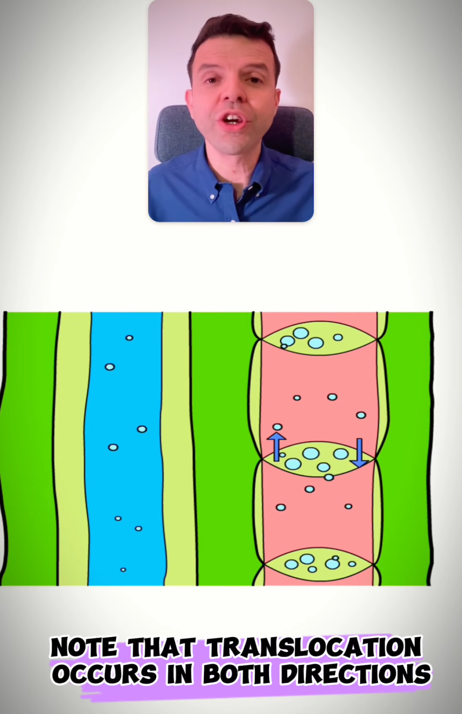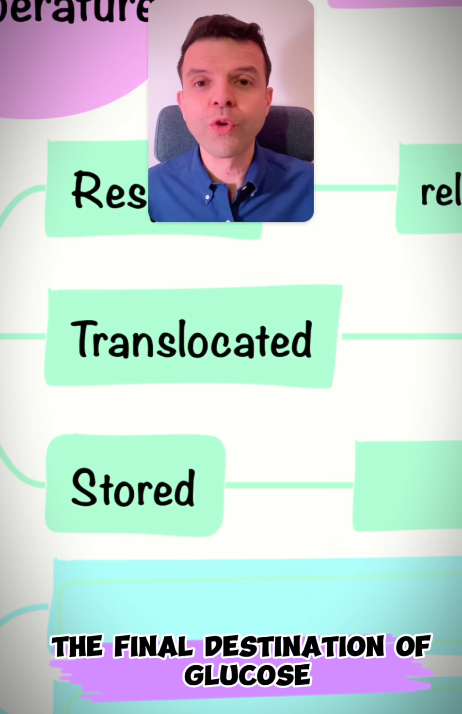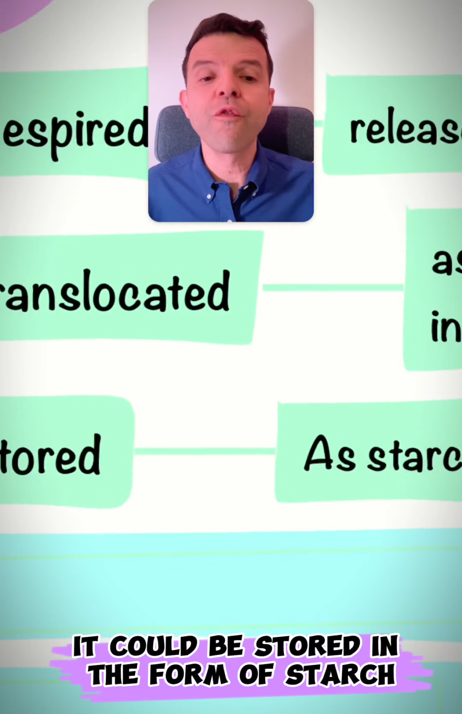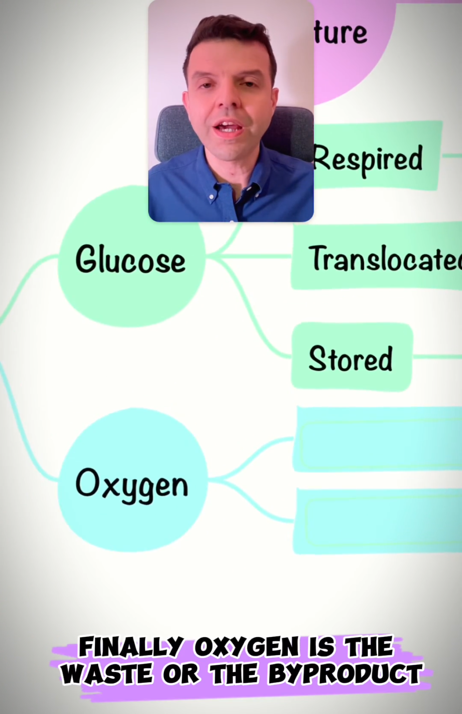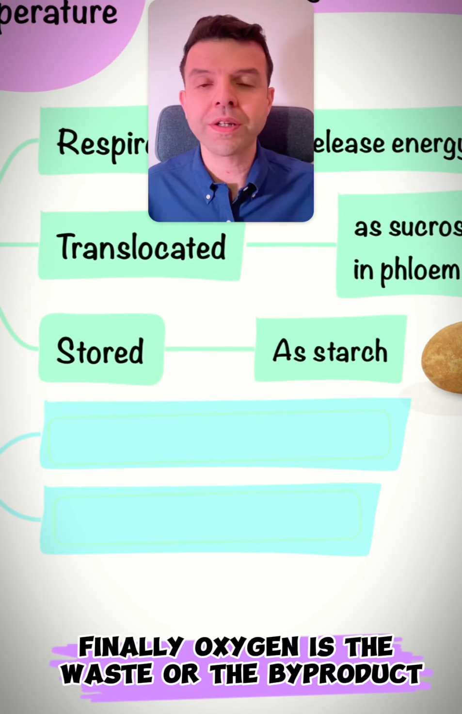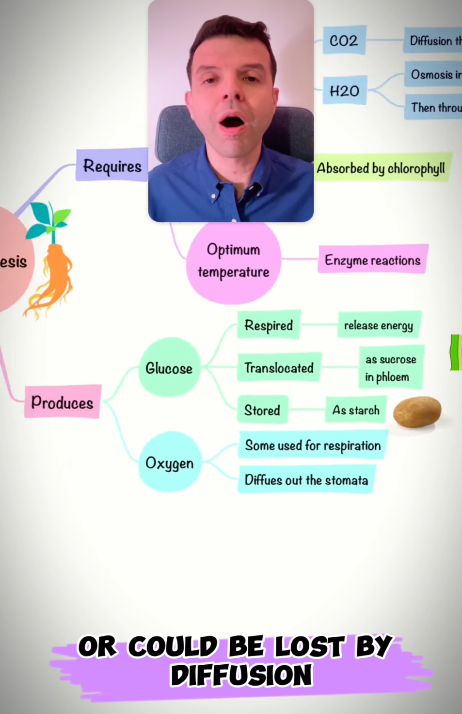Note that translocation occurs in both directions, depending on the season. The final destination of glucose, it could be stored in the form of starch in storage organs in the roots. Finally, oxygen is the waste or the byproduct. It could be used for respiration in the plant or could be lost by diffusion.